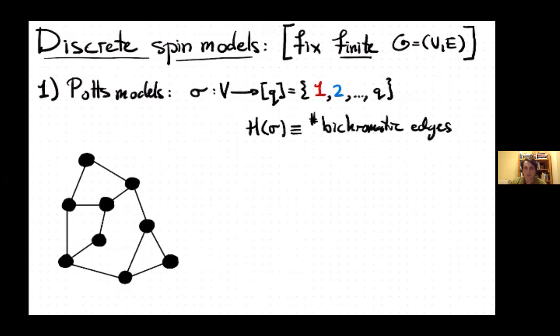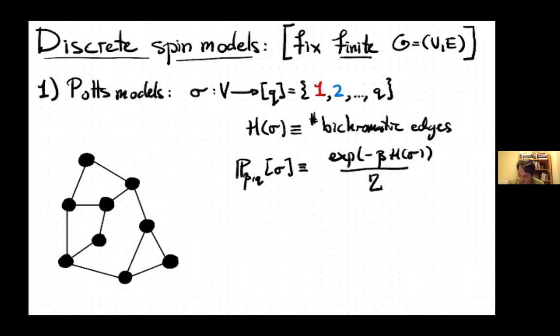This is something that you've seen before, I suspect. And then we declare the probability of a particular coloring, which depends on beta and q, to be exponential of minus beta times the number of bichromatic edges, normalized by an appropriate partition function. And throughout this talk, whenever I talk about the Potts model, I want it to be the Potts ferromagnet, so beta is going to be positive. So we want to see similar colors.